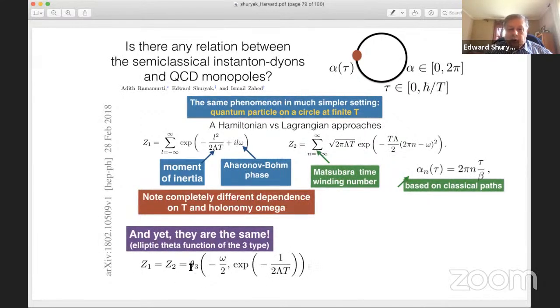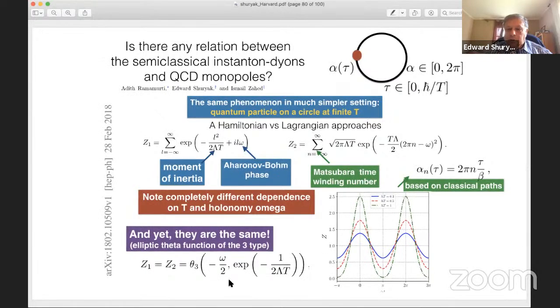This is some elliptic theta function. And if you plot them from this sum and that sum, you get the same curves. So you can have the Hamiltonian approach or the Lagrangian approach to this problem, which give two very different partition sums. But if you sum them up, they're the same. That's a good lesson. And this is how it looks in this instanton-dyon case. In this case, like in this case here, it is a quadratic function of L. So it's Gaussian, and its Fourier transform is this periodic Gaussian.